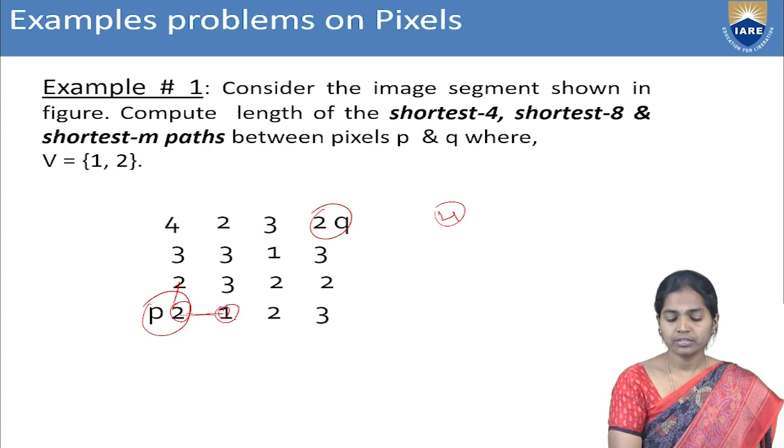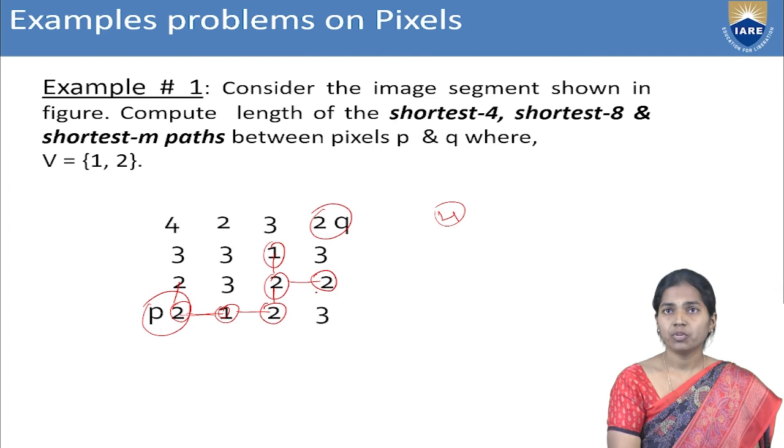So from here to this one, and from here to this one, and from here, what are the possibilities? This is one possibility, and this is one possibility. This is one possibility, and this is one possibility. From here to Q, from this point to point Q, is there a possibility when we go for 4 adjacency?